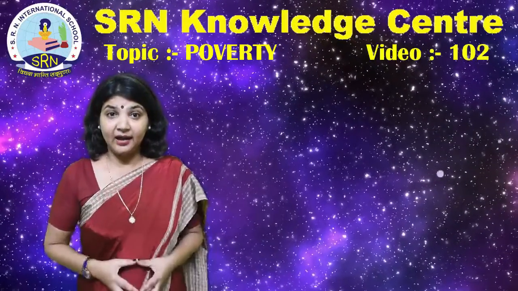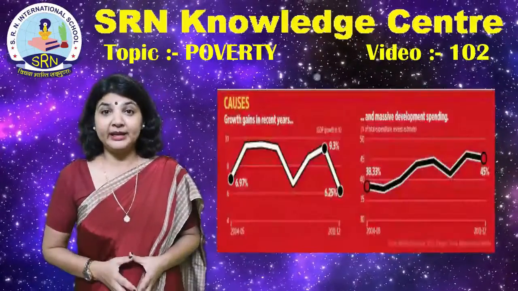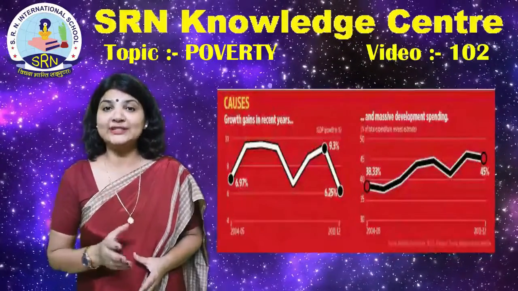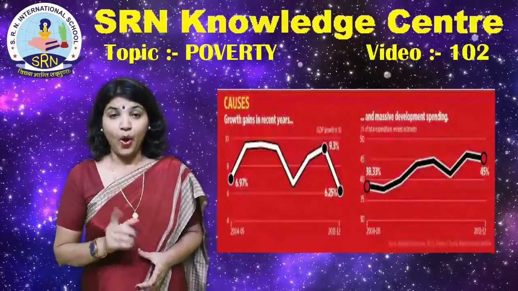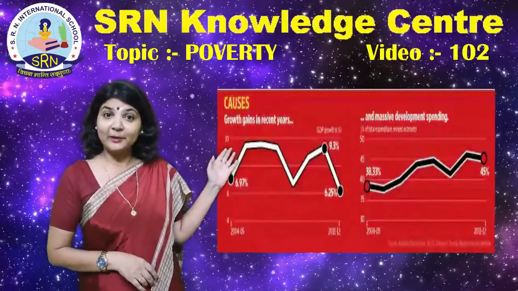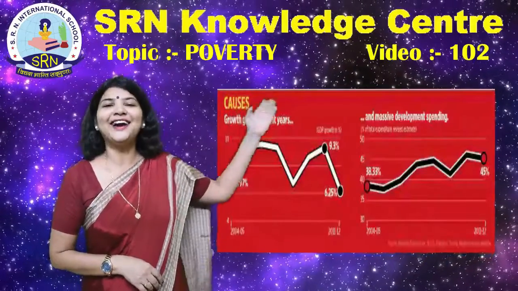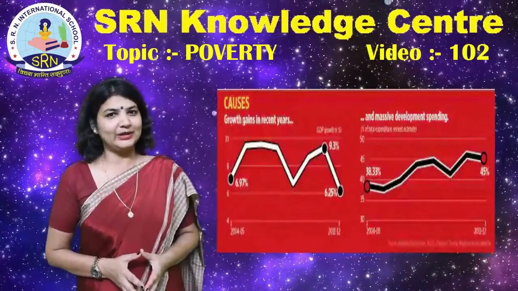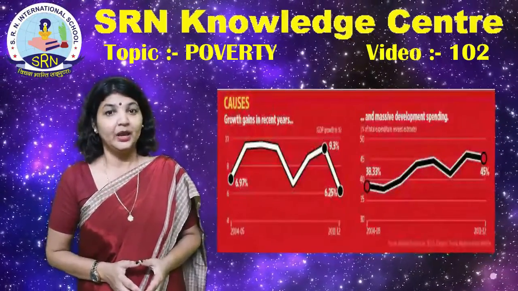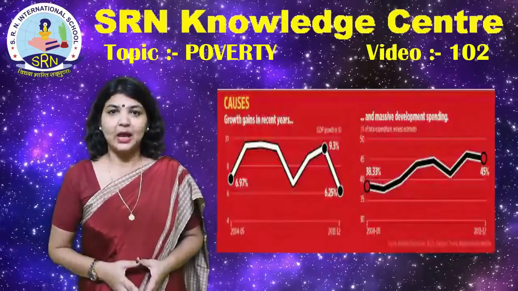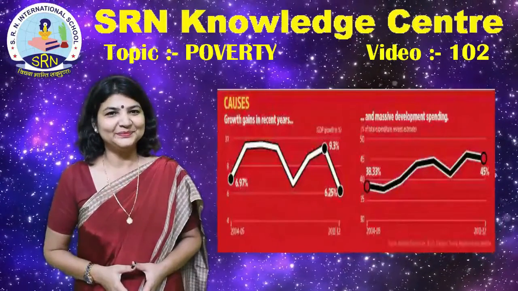Now, in India, poverty is explained with reference to two sets of causes. One is related to the underdevelopment of the economy and the other is related to the unequal distribution of income. We will discuss these causes one by one in detail.